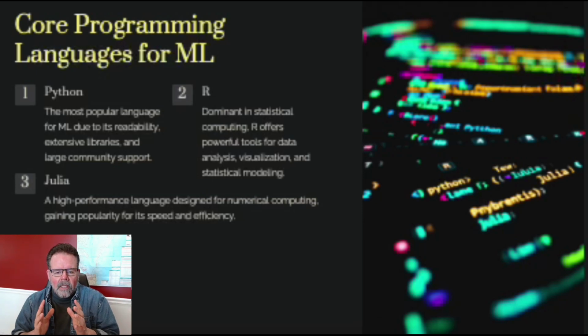Now, if you look at this color-coded display on the screen, you can see the major programming languages: Python, R, and Julia. These make up the primary languages in machine learning development. Python is by far the most common, by far the most popular. It's got a readable syntax and enormous libraries to draw from. R excels in statistical computing and data visualization, while Julia brings speed and efficiency for numerical computations. What we're trying to communicate here is how these languages work together in a modern machine learning environment.